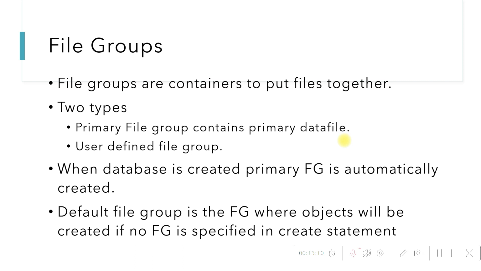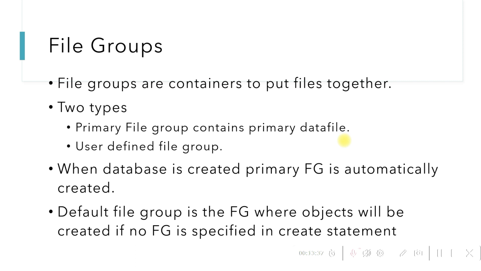Now I will talk about file groups. This is another important concept. File groups are logical units to group some files together. Like I talked about earlier, we have the main data file and NDF files. If you want to group these NDF files together, then you can create a file group and put them all together in a file group. So this is basically a logical, I will say, container, right?